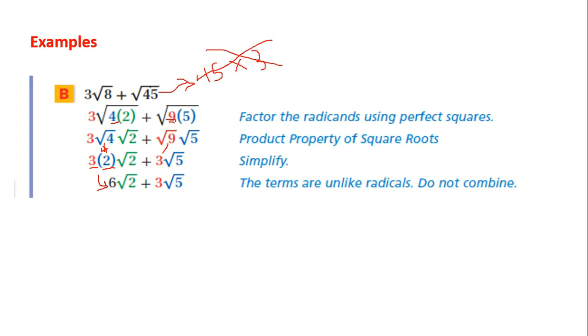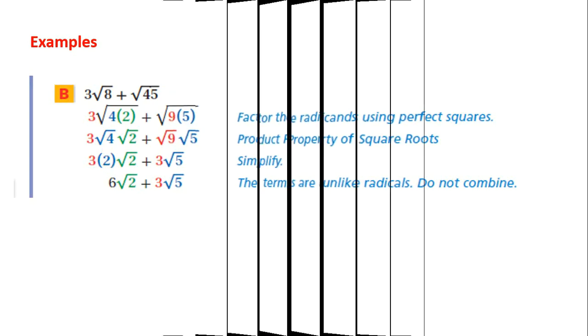Now in this step, we will look at the 2 radicals. We can see obviously that the 2 radicals are not the same. So can we add? Of course we can't add because these are unlike terms, and this will be the last simplified answer.